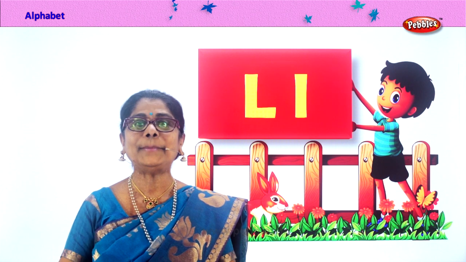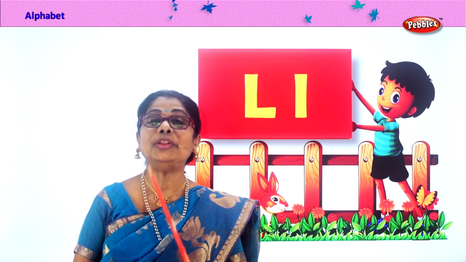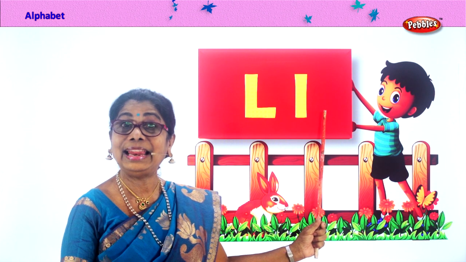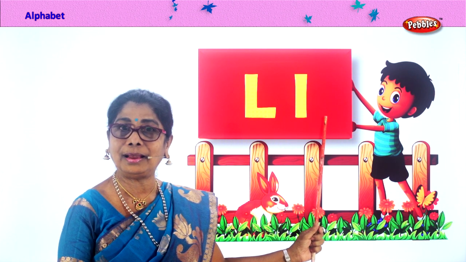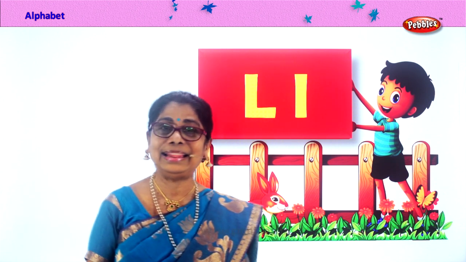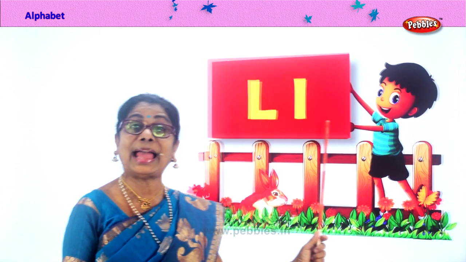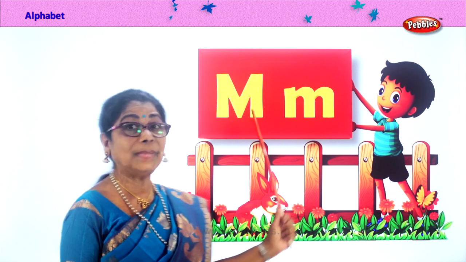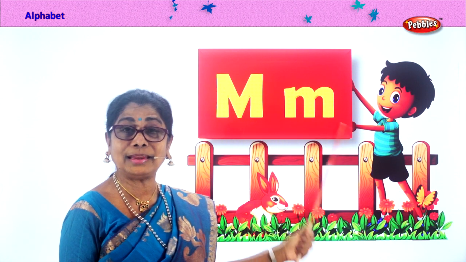Good. So when you remember looking at the lollipop, when you lick the lollipop, you remember the sound L. Lion, lime, lollipop, leg. Very good. Now, what's the next letter that will follow after L? Letter M. Big letter M, small letter M. What's the sound of letter M?